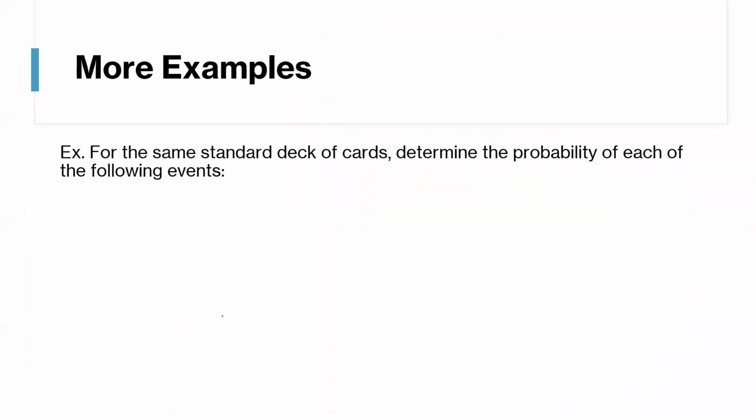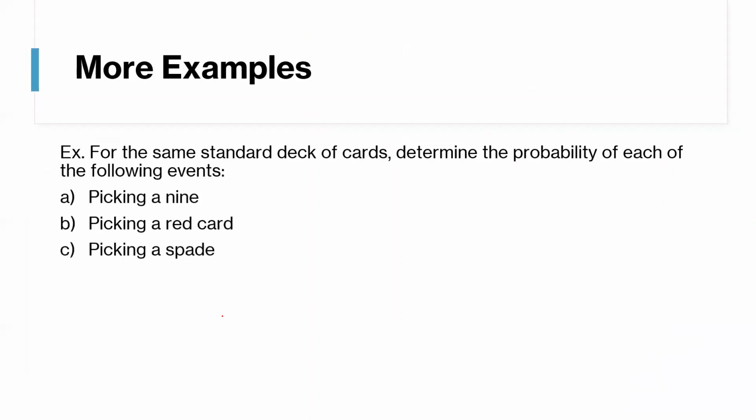So let's look at another example here. For the same deck of cards, let's look at the probability of each of the following events. So let's start with the first one, picking a 9. Then picking a red card, and then last we'll look at the probability of picking a spade.